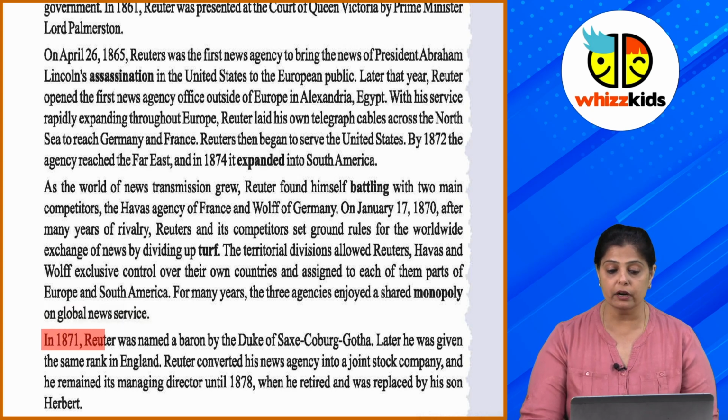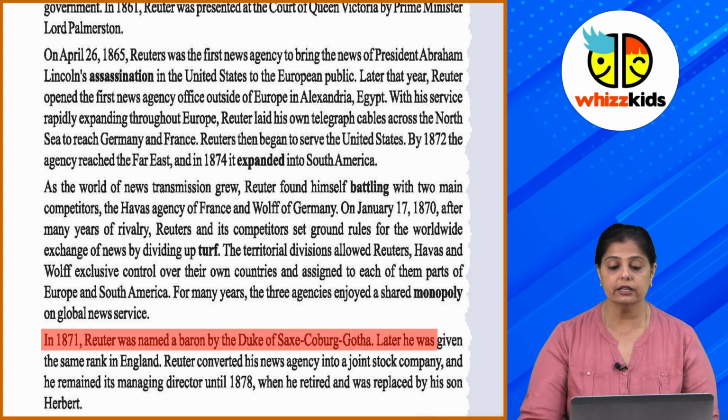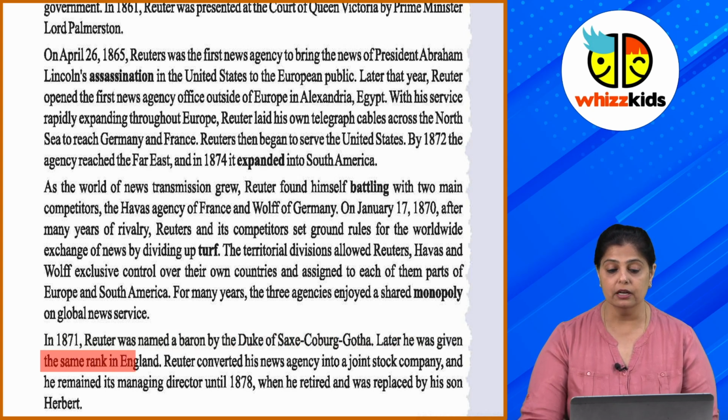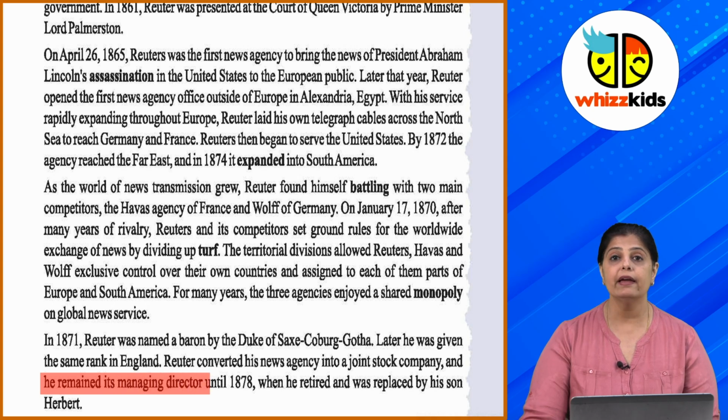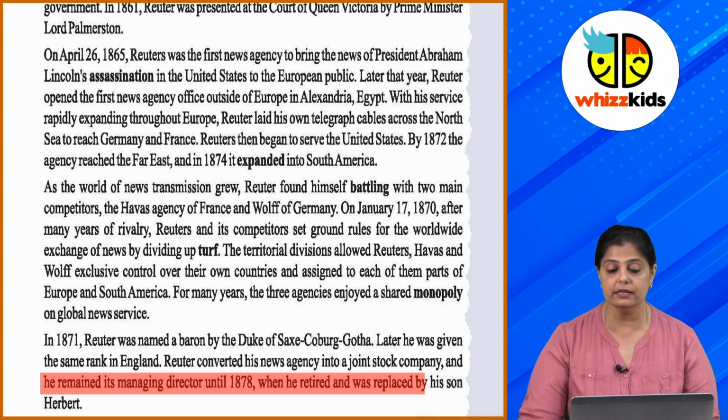In 1871, Reuters was named a baron by the Duke of Saxe-Coburg-Gotha. Later, he was given the same rank in England. Reuters converted his news agency into a joint stock company and he remained its managing director until 1878, when he retired and was replaced by his son Herbert.